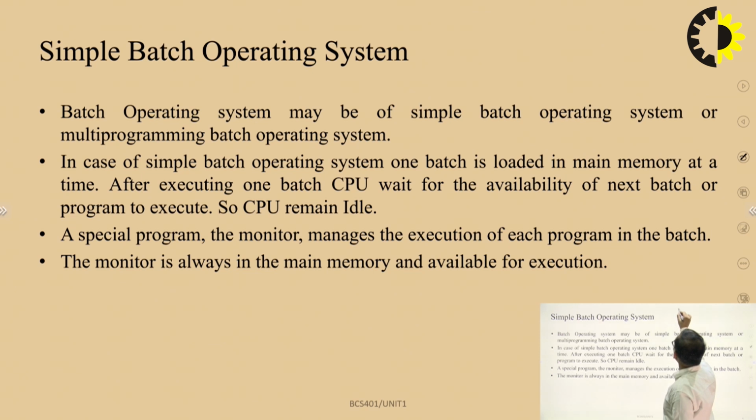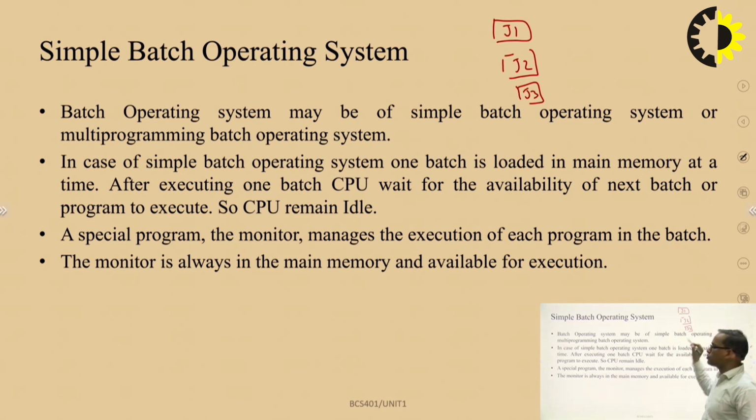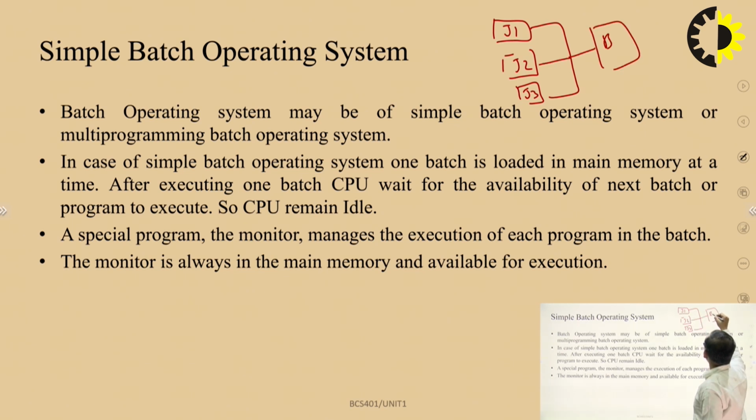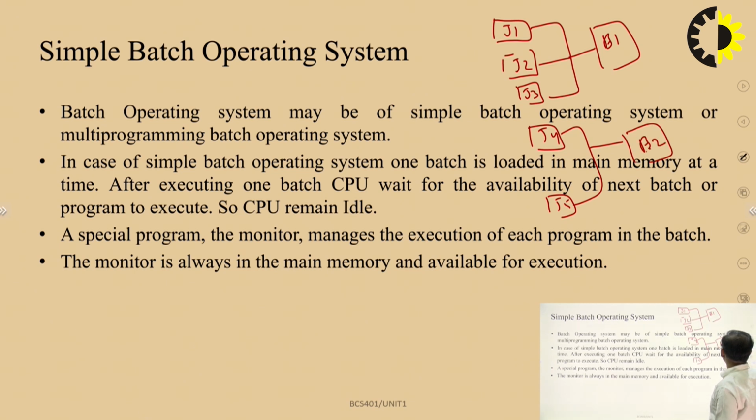What happened during the batch operating system? Suppose there are job 1, job 2, and job 3. These jobs have similar kinds of requirements, so they are grouped into a batch, say batch 1. Again, there are other jobs, job 4 and job 5, which have another similar kind of resource requirement, so they are grouped into a different batch, batch 2. Now these batches are loaded into main memory as B1 and B2, and the CPU starts to execute the batches.